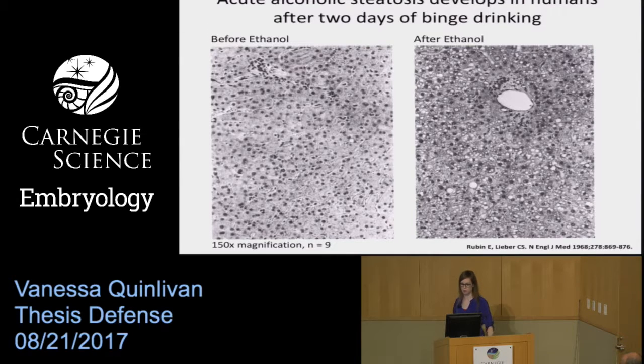So this is from an experiment that was done in 1968 in the Lieber lab, and Charles Lieber was one of the pioneers of alcohol metabolism research. And he basically had some human volunteers who were either light drinkers or non-drinkers, and he gave them, I think it was 2 drinks an hour for 12 hours. And he actually said in the paper that this was his model of typical weekend binge drinking, which might tell you something about the 1960s in alcohol culture.